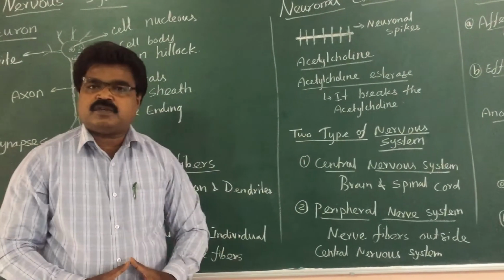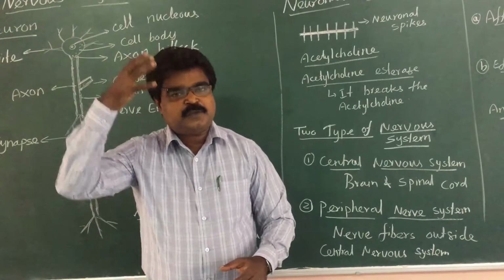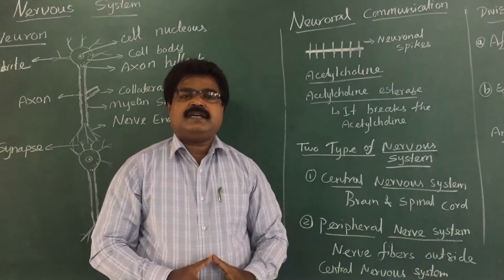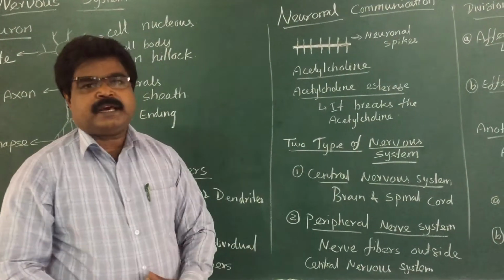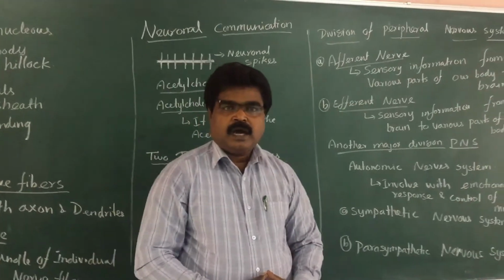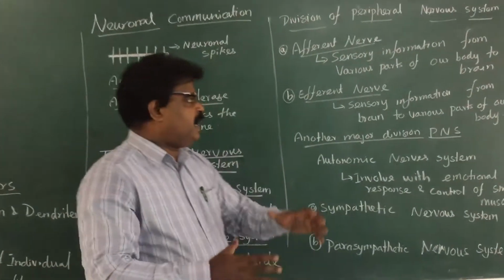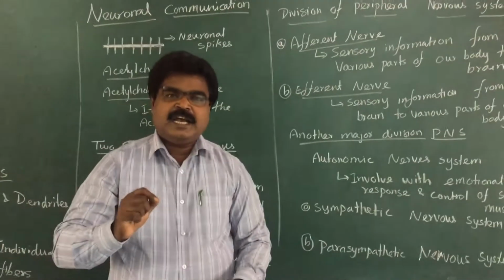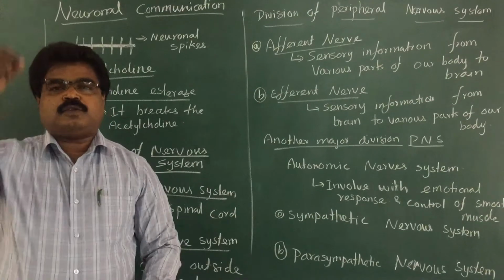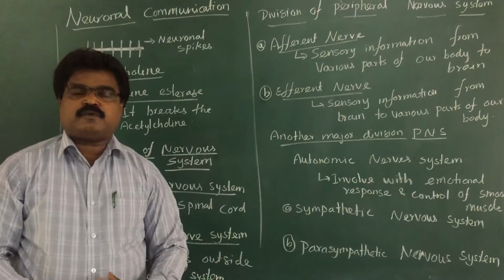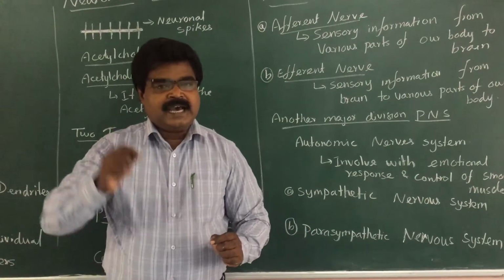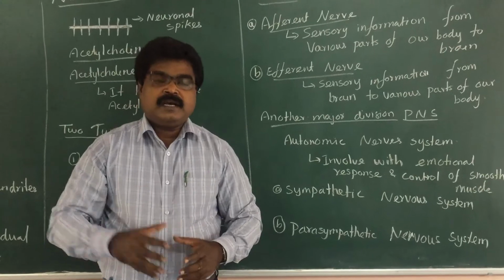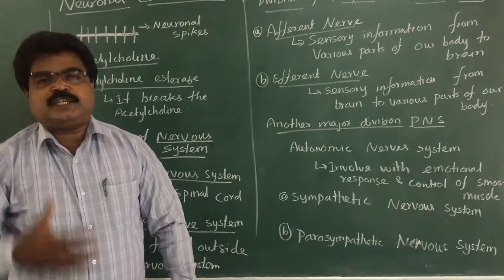There are two major classifications of the nervous system. One is the central nervous system, the brain and the spinal cord. Nerve fibers outside the central nervous system are called the peripheral nervous system. The major divisions of the peripheral nervous system are, first, the afferent nerves. Afferent nerves carry sensory information from various parts of our body to the brain. Another is the efferent nerves, which carry information from the brain to various parts of our body.